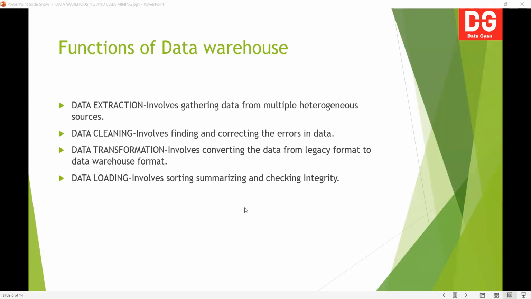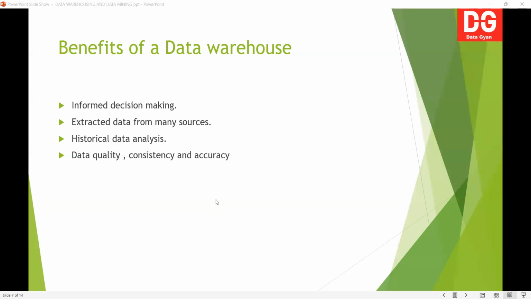After that, data transformation. It involves converting the data from the legacy format to the data warehouse format. Let's suppose the data is saved in a different format and we need to transfer it to a particular format, like we do in SQL or Excel. There's a particular format we are storing, so we are doing the transformation. After that, we do the data loading. Data loading means it gives us summarizing, like we can say we are doing data visualization.